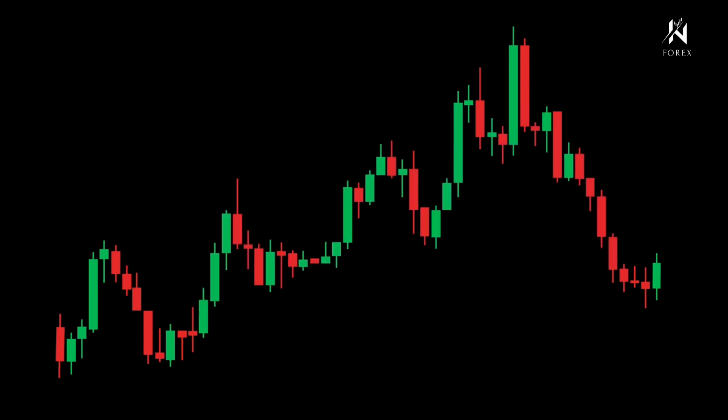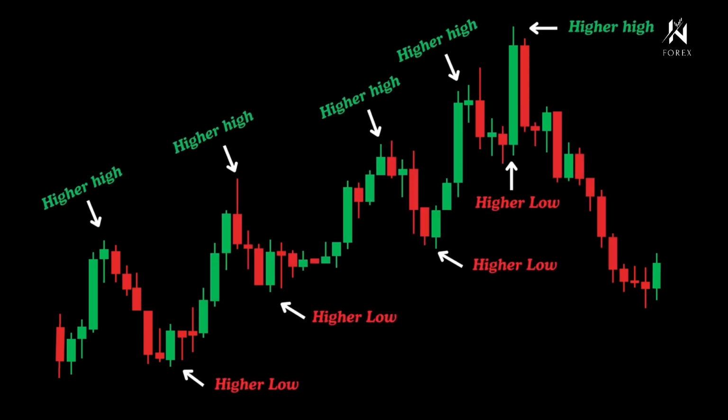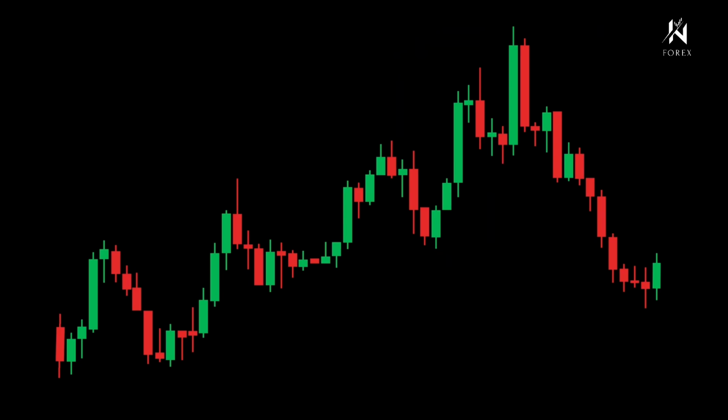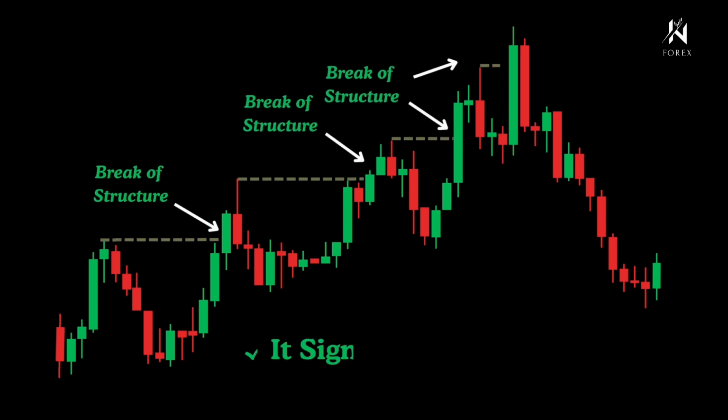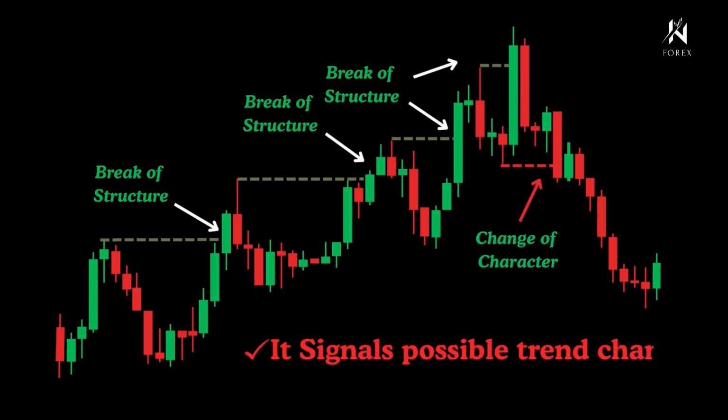As you're aware, in a perfect uptrend the market consistently forms successive higher highs and higher lows. Whenever the market breaks a higher high to the upside, it's termed a break of structure, indicating the market's intent to persist in the bullish direction. On the flip side, when the market breaks a higher low to the downside, we refer to it as a change of character, signaling a potential trend reversal.